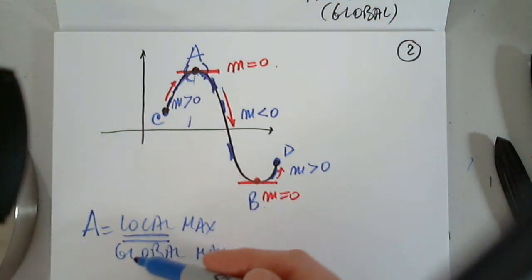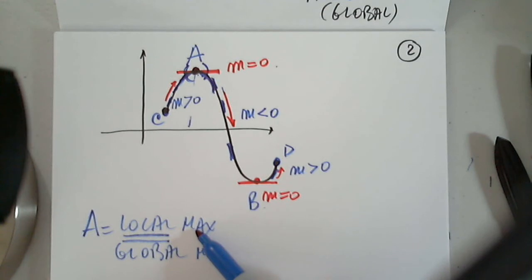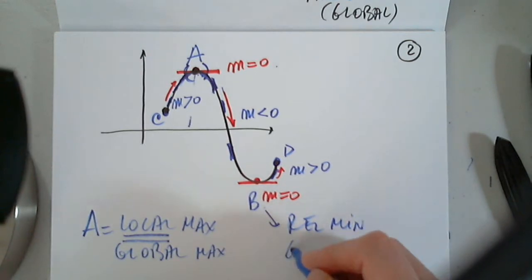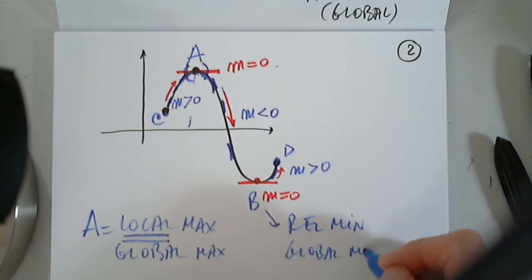Point B is exactly opposite, but the same thing. It's a local or relative min. It's a global min. B. Relative min, global min.